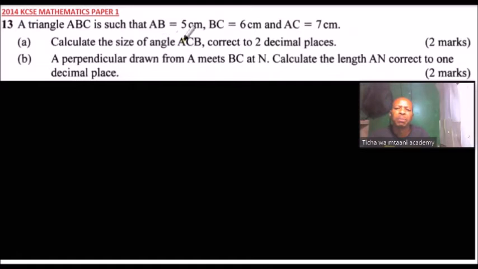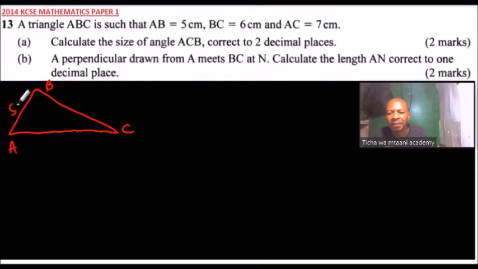So for you to be able to work out this question, it is good that you make a sketch of the triangle. So this is a sketch that I'm going to use. I'll label this A, that is B, and that is C. So AB is 5 centimeters, BC is 6 centimeters, and AC is 7 centimeters. We have that information given. Part A, we are required to find angle ACB. ACB is this angle, which we can call theta.